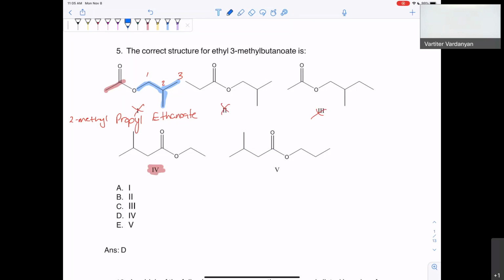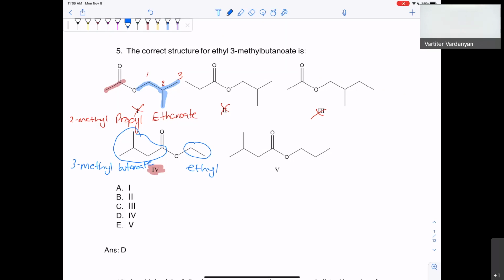So again, to recap, this would be ethyl 3-methyl butanoate. Any questions? I know this naming can be kind of weird, but are we sort of getting the hang of it? Cool.